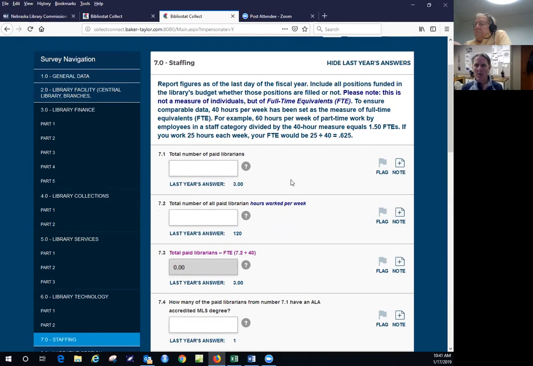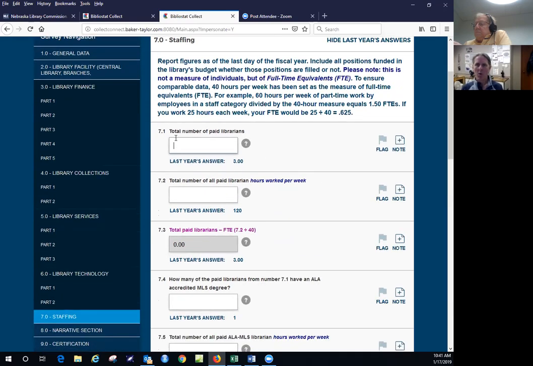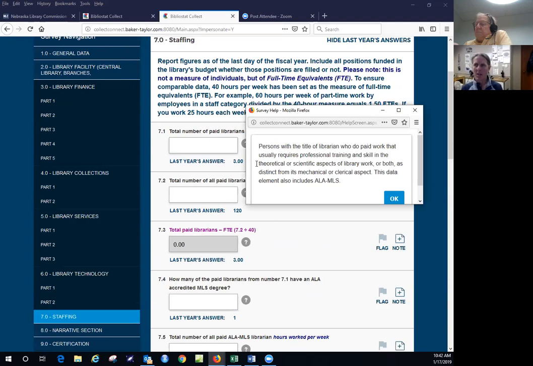So here, in 7.1, you enter the total number of your paid librarians. It looks like last year you had 3. And there is some question as to what do you count as a librarian and what do you count as a non-librarian. And you can't see it here, but if you click on that little question mark, it does define a librarian. So even if you have somebody whose official title doesn't include librarian, but say they work the reference desk, I would probably count them as a paid librarian because they're doing library work.